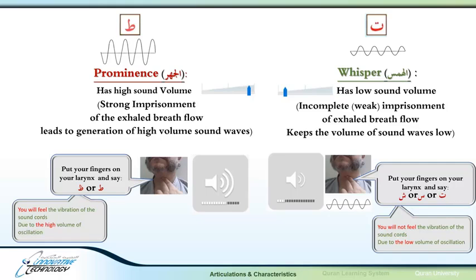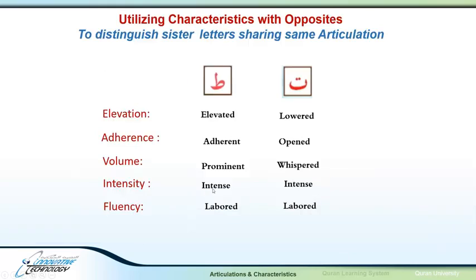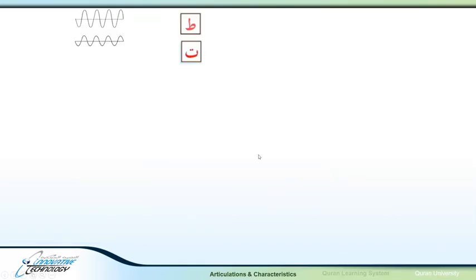The whisper letters are basically 10 letters gathered in the sentence سكت فحثه شخص. The سين ك تا اف ح ث ه ish خ صاد, while the prominence is basically the remaining alphabet, the 19 remaining letters. Now let's look at the intensity characteristics of the ta and ta.